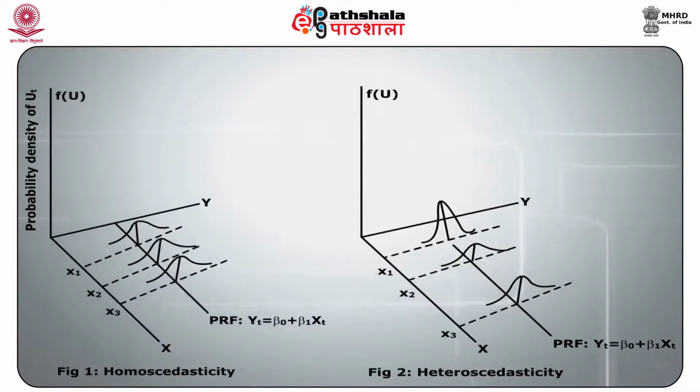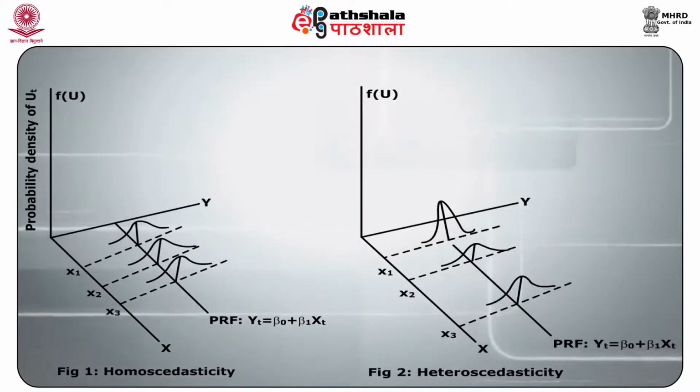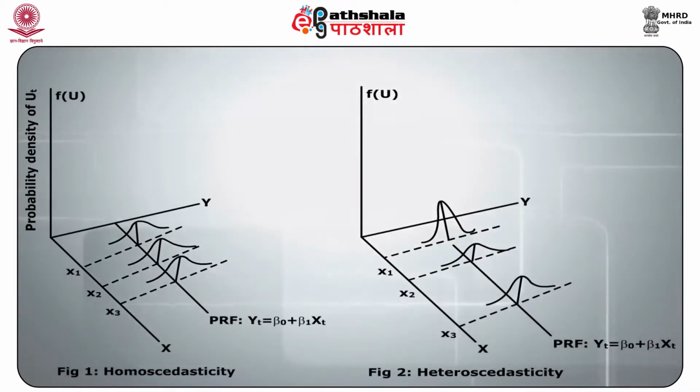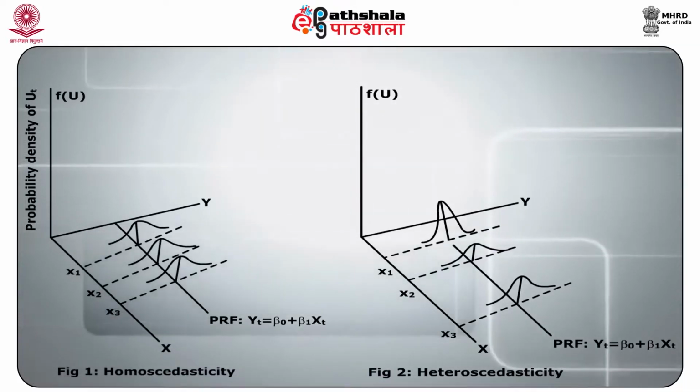Whereas in the case of heteroscedasticity, in your diagram 2, you can see that not only the means are different, but even the variances are assumed to be different. So our next assumption is assumption 5, the assumption of no autocorrelation.